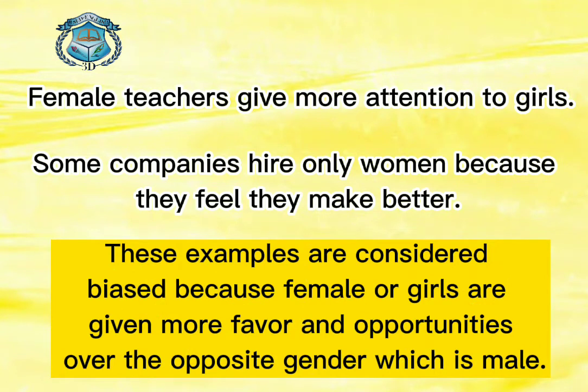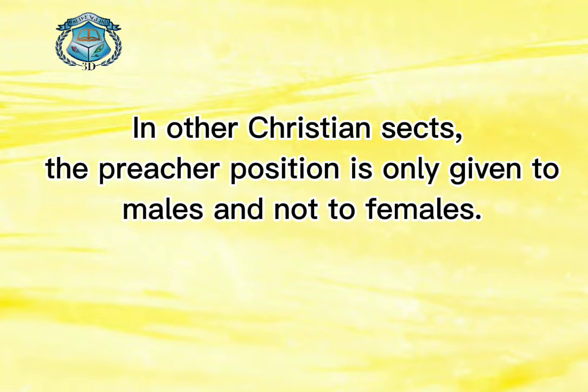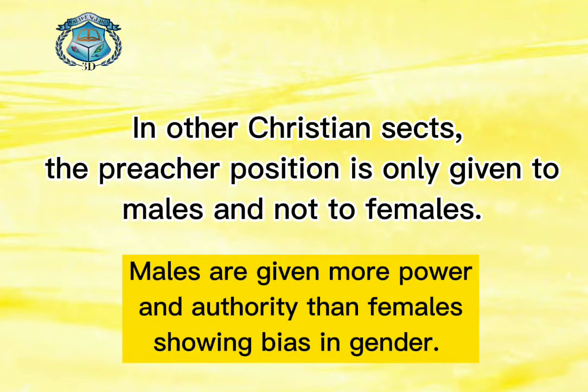These examples are considered biased because females or girls are given more favor and opportunities over the opposite gender, which is male. Another example, in other Christian sects, the preacher position is only given to males and not to females. Males are given more power and authority than females, showing bias in gender.